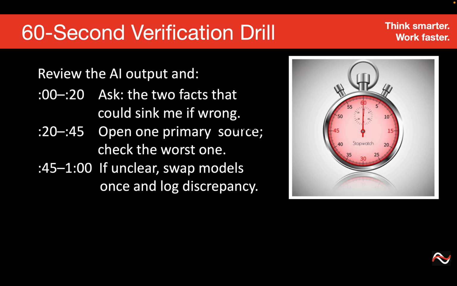Run this mini drill when the detail would be embarrassing to get wrong. Ask the AI, after you've reviewed the output, to identify the riskiest item, a number, date, name, or a link that could cause a problem if incorrect. You can also ask it to open one authoritative source, such as a policy page, a finance sheet, a vendor portal.